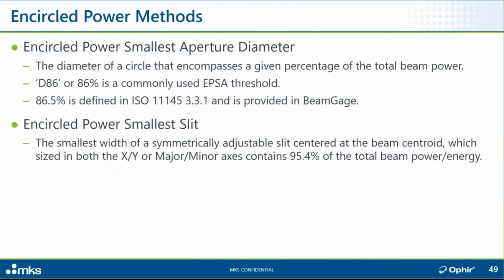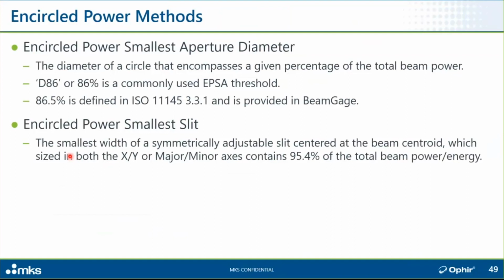Next up, we have the encircled power methods. There are two different methods: the encircled power smallest aperture, or EPSA, and encircled power smallest slit, or EPSS. EPSA is a diameter measurement, the diameter of a circle that encompasses a given percentage of the total beam power. So you start with a large aperture and you decrease its size over and over, trying to find the smallest aperture possible that then encompasses 86.5% of the total beam power.